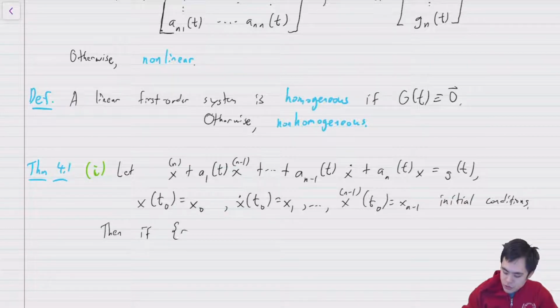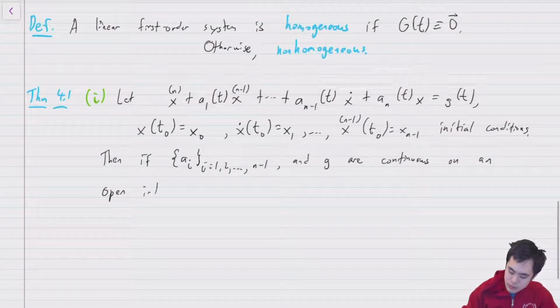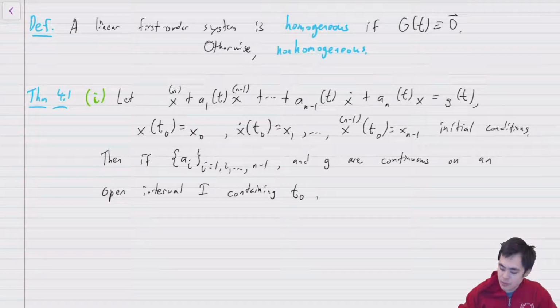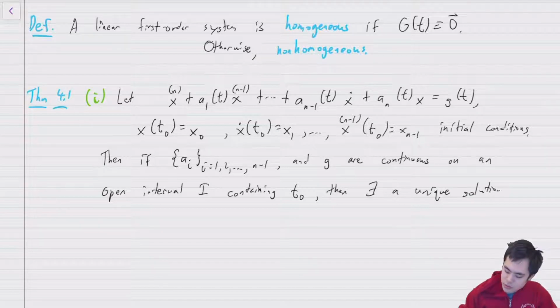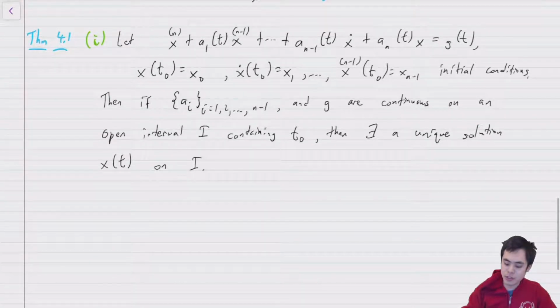Well, then if all of our a_i for i equal 1, 2 through n, and g are continuous on some open interval I containing the point t0, then there exists a unique solution locally, x(t) on I. So there is some function x that does satisfy these things, and so that's an existence proof.